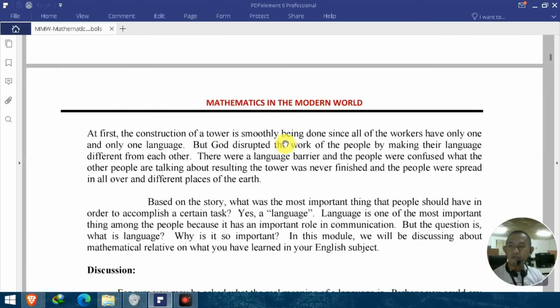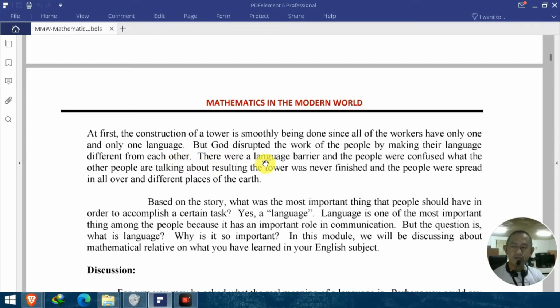At first, the construction of the tower was going smoothly since all the workers had only one language. If they were talking to each other, it was easy because they were only using one language. But God changed the situation, making their languages different from each other. In the real world, what if you are constructing a building, and your construction workers are from India, Bangladesh, Thailand, and the Philippines, so they have different languages? How are you going to instruct them what to do? That is a problem.